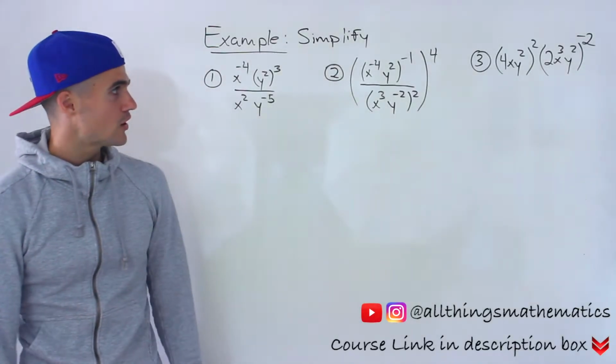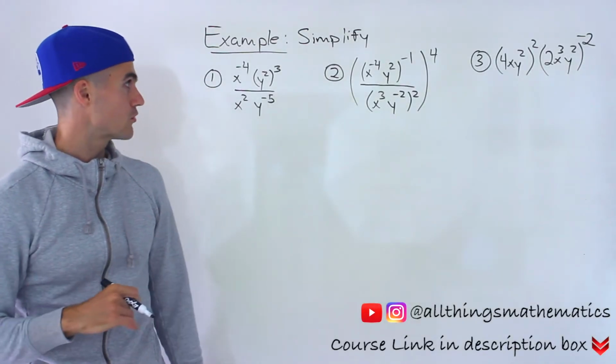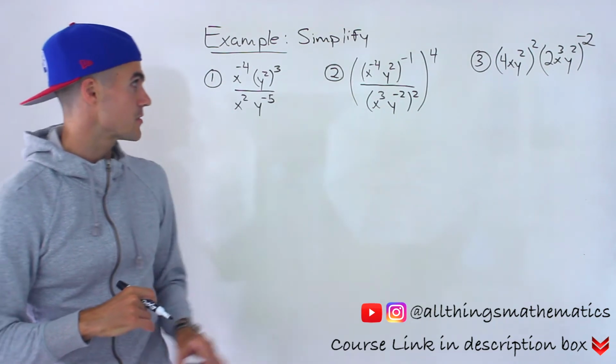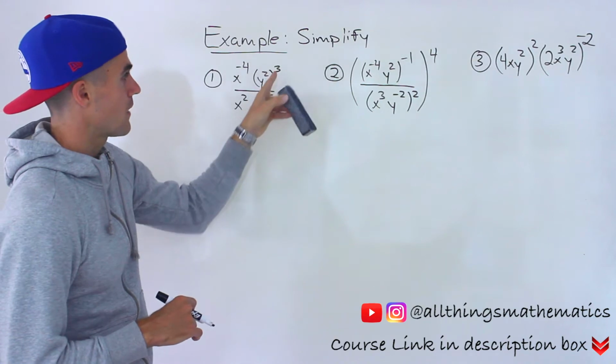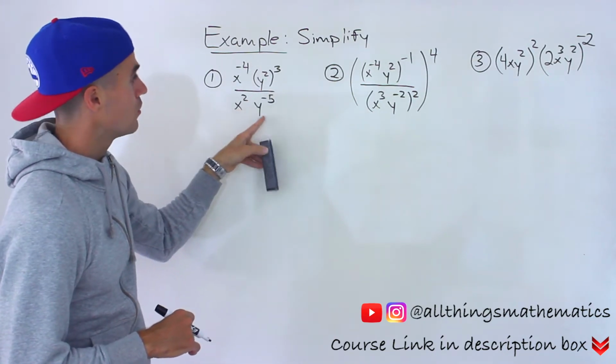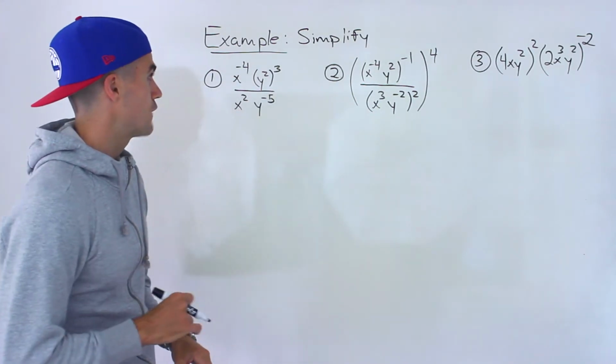Patrick here, and moving on to some more exponential practice. So we got to simplify these expressions, starting with number 1. We got x to the negative 4, y to the 2, to the power of 3, and that's all over x to the 2, y to the negative 5.